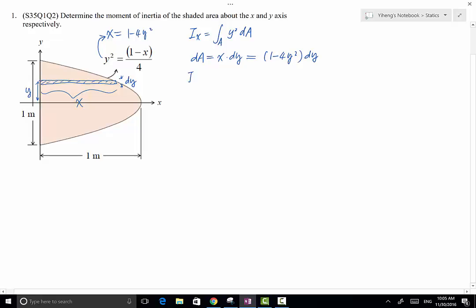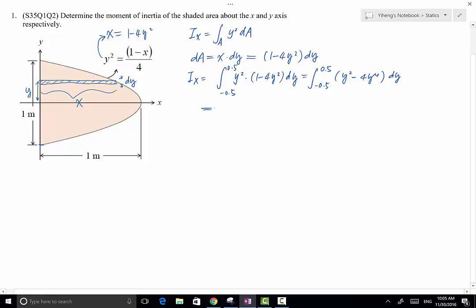So now our Ix equals the integration of y squared multiplied by dA, which is (1 minus 4y squared) dy. Now we are integrating with respect to y, and it changes from negative 0.5 meter to positive 0.5 meter. Those are the lower and upper limits for the integration. And this is a polynomial of y squared minus 4y to the fourth power dy.